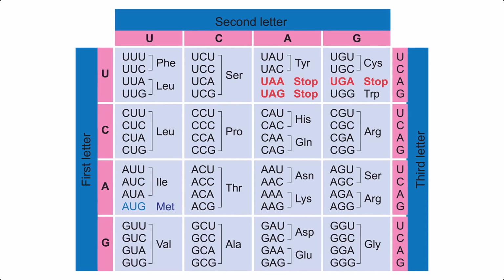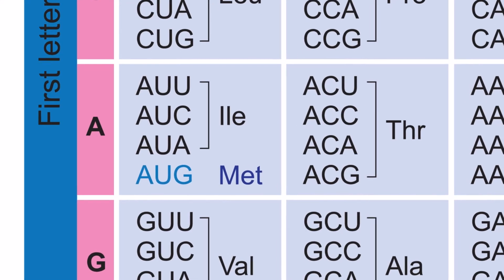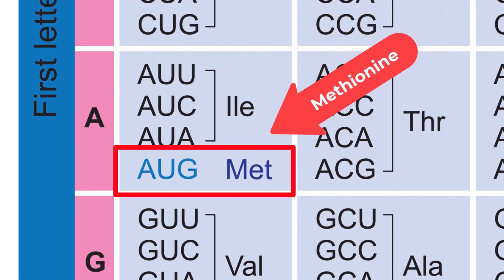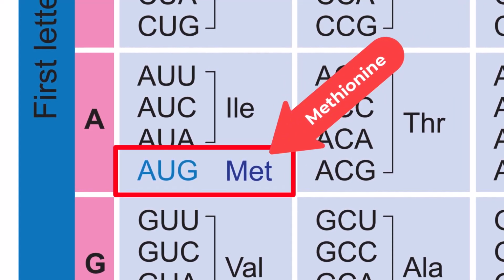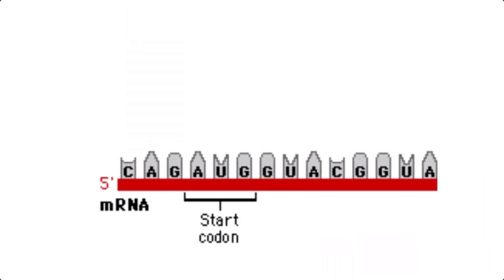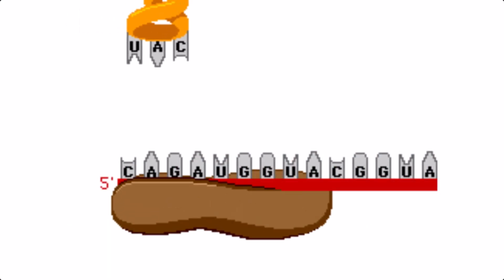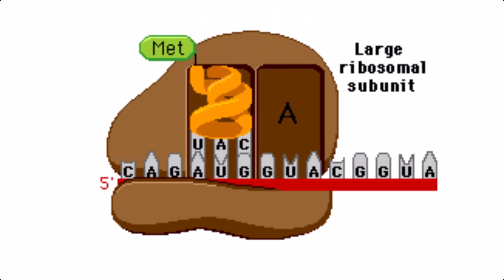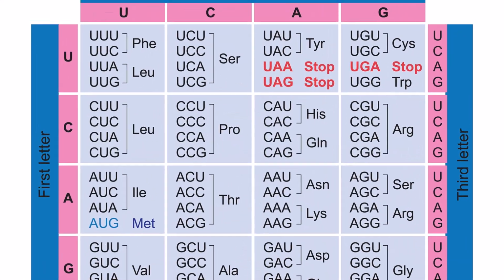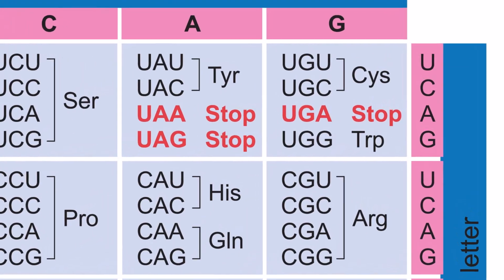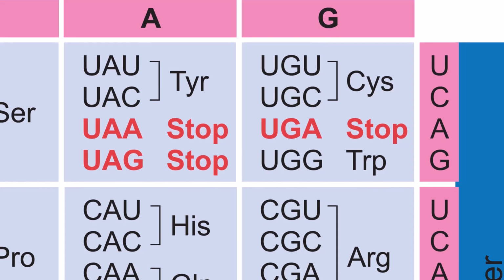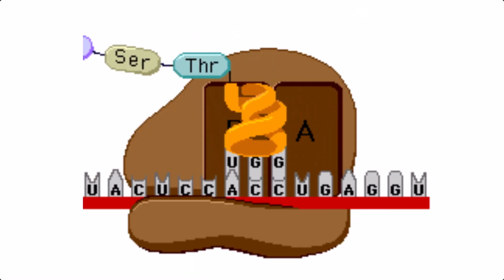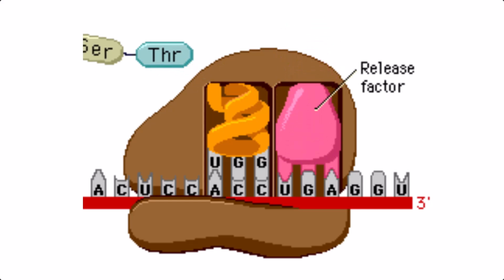61 of the 64 triplets code for amino acids. The triplet AUG has a dual function. It codes for the amino acid methionine and is also the signal to start the polypeptide chain. Thus, each polypeptide chain begins with methionine. Three codons, UAA, UAG, and UGA, do not designate amino acids. They are stop codons that instruct the ribosomes to end the polypeptide.